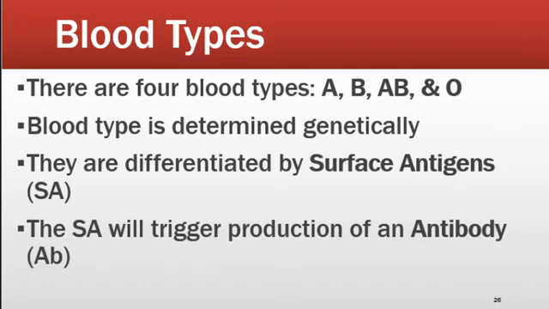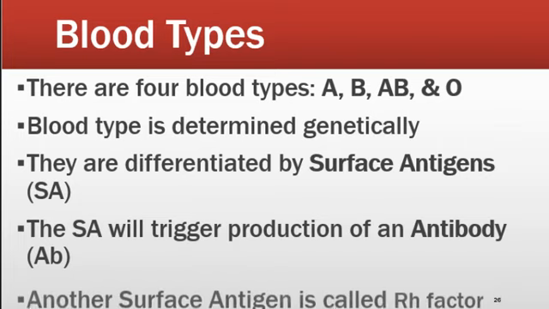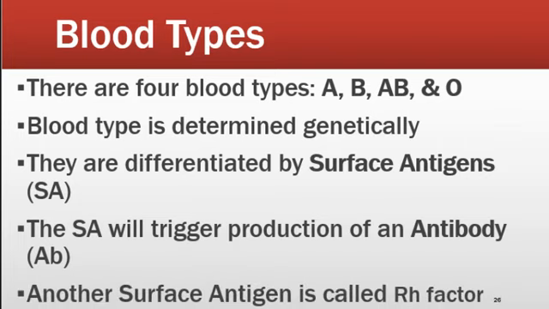The surface antigen will trigger production of an antibody, and antibodies are made in the specialized white blood cell called the lymphocyte. Another surface antigen is called Rh factor, and by far most of us have that antigen on the surface. So I am O positive. Positive means I have an Rh factor on the outside of my cells. If you're Rh negative, you're completely naked on the outside of your cells in reference to blood type.